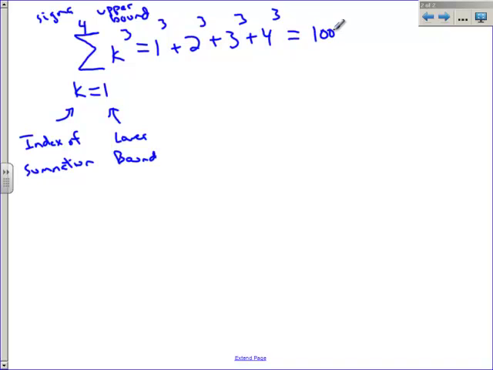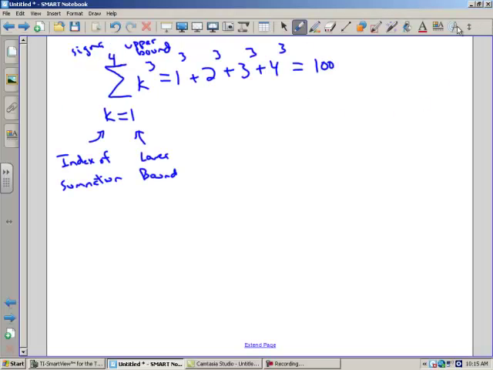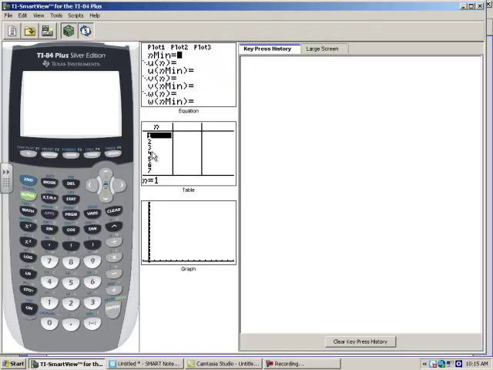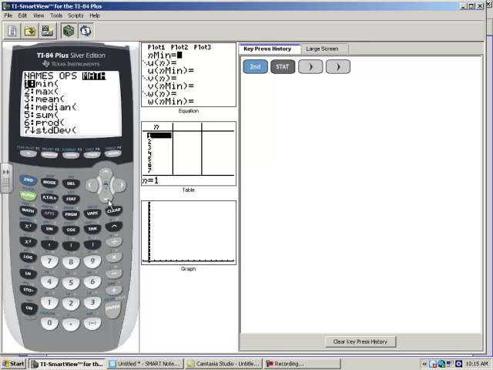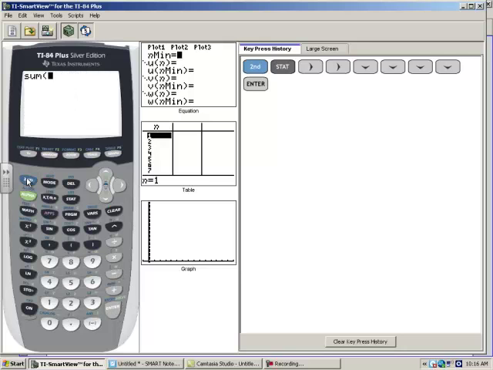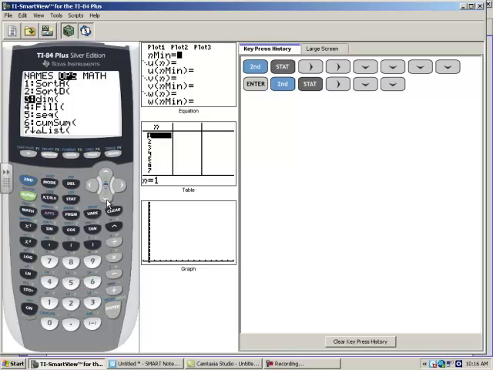Now, you can also do this on your calculator, and I want to show you what those keystrokes look like. So make sure your mode is in sequence mode like yesterday, and then we are going to go to second stat. You can see the buttons I'm pressing over here. We're going to go over to math, and then we're going to go down until we see sum. And I'm going to hit enter. And then we're going to hit second stat again. We're going to go over to operations, and we're going to go down to sequence.